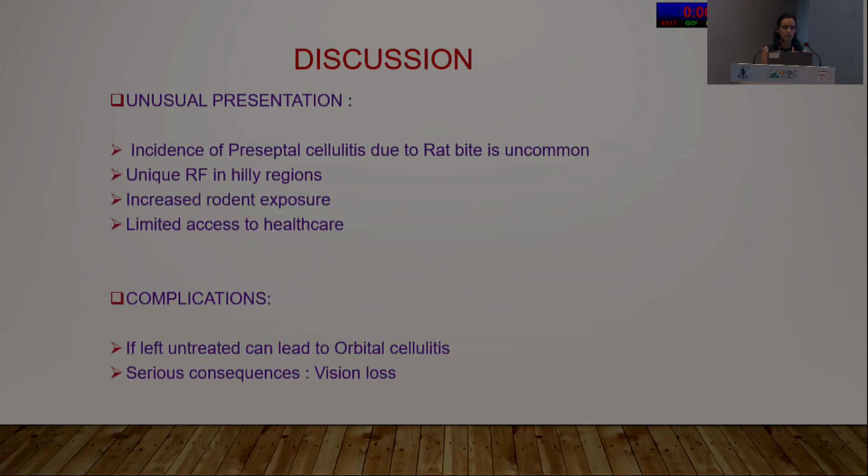So such cases are generally unusual presentations. There is incidence of pre-septal cellulitis due to rat bite, but it is very uncommon. It can be unique in hill areas due to increased rodent exposure and limited access to healthcare. Complications, if left untreated, can lead to orbital cellulitis, and vision loss can also be present.